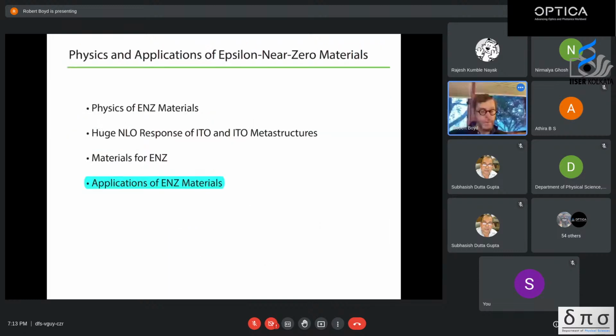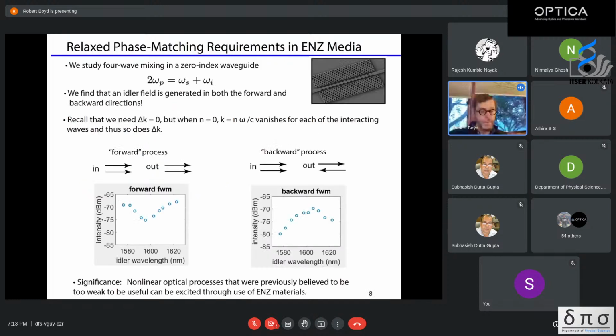Okay, applications of epsilon near zero materials. I especially wanted to save time for this because, look, if you're studying epsilon near zero materials and they're not useful for anything, why would you be studying it? So here's some of the applications of epsilon near zero materials. And I'll start off with what is really remarkable, that there's strongly relaxed phase matching requirements in epsilon near zero materials. This is what we were studying.